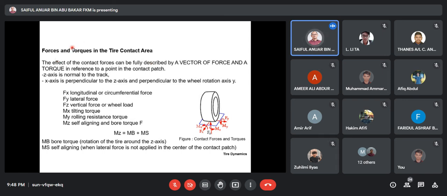This is the forces and torques at tire contact. Basically, same thing: we have a 3-axis system, longitudinal, lateral, vertical, and for each axis we have a moment or torque.